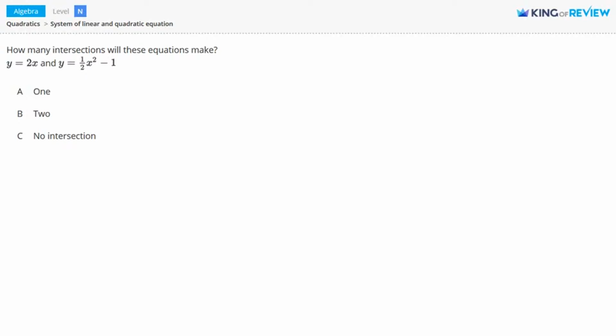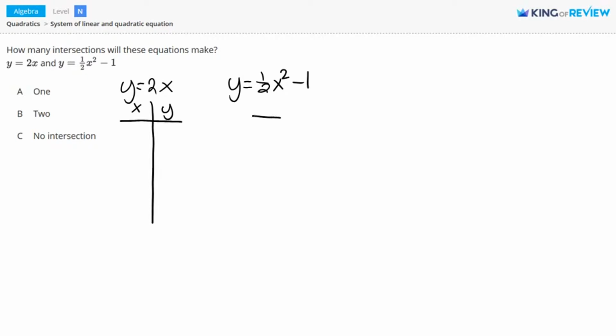So let's do that. We have y equals 2x for the first equation and y equals 1/2 x squared minus 1. Now you can also use a graphing calculator to graph these equations and then see how many times they intersect. But here I'll graph by hand. So I'm making a table of values for each of these equations. This will give us the points that we need to graph on the coordinate plane.